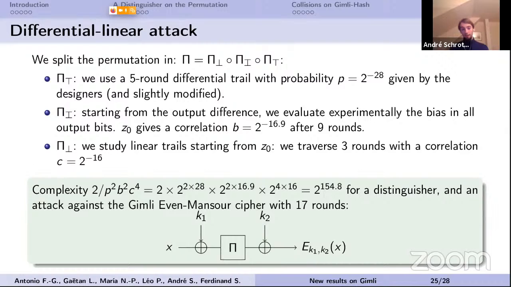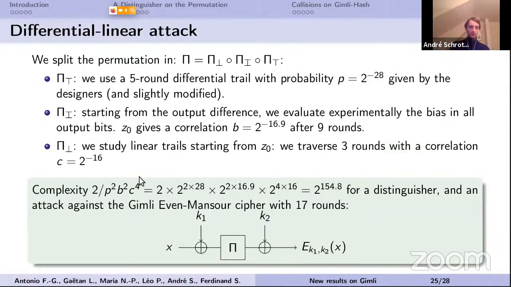And finally, we complete this by studying linear trails that start from this bit. And we have a look at the correlation for the final rounds. In this final step, we can traverse 3 rounds with the correlation 2^-16. And now this gives a distinguisher that simply computes the permutation on input pairs and has a look at the correlation in the output.